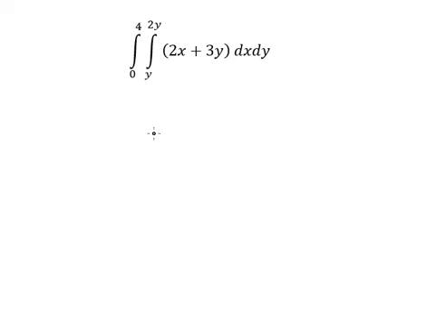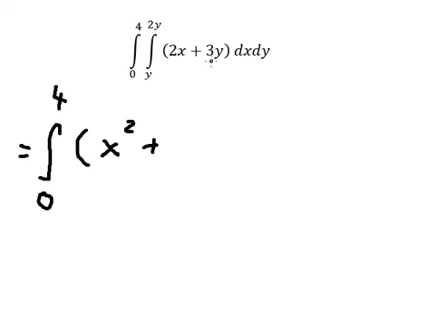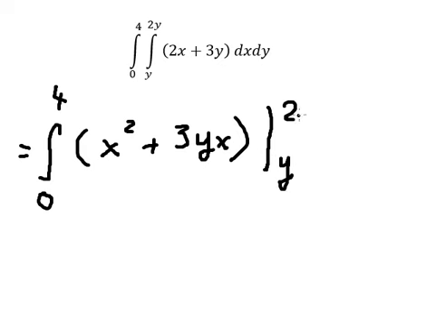So today I will show you how to do double integrals. The integration of 2x with respect to dx is x squared. This one we don't have x, so you get 3yx. And we put the bounds for x from y to 2y.